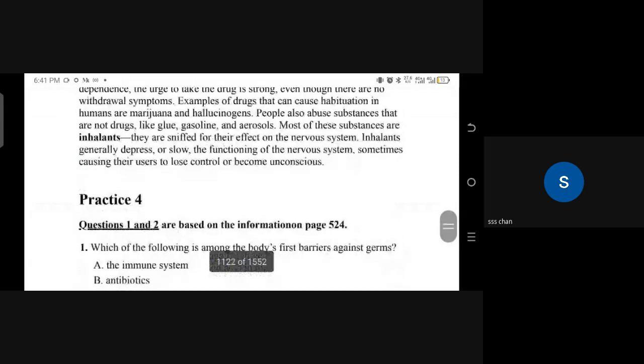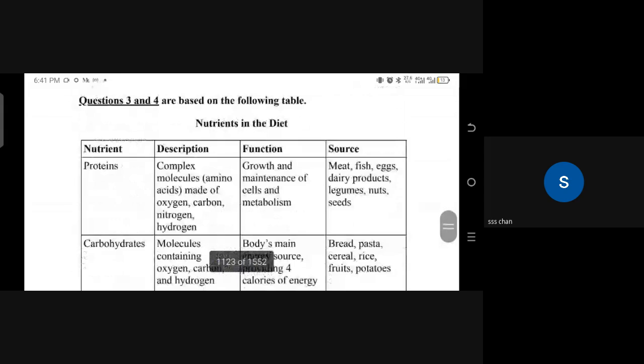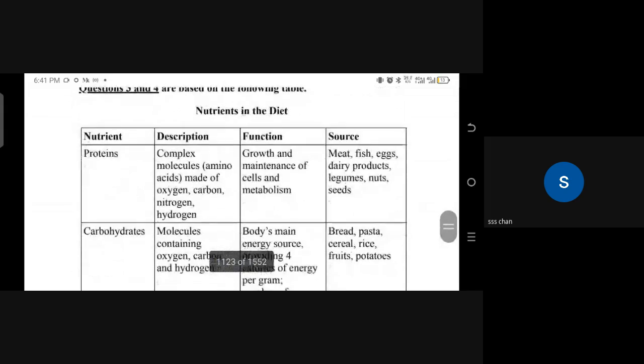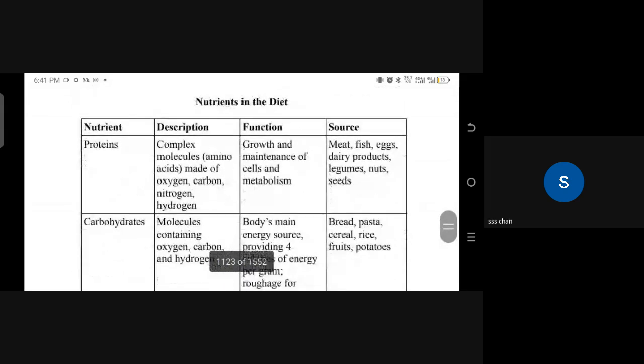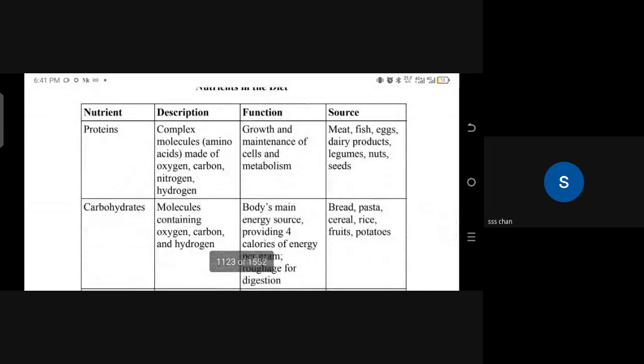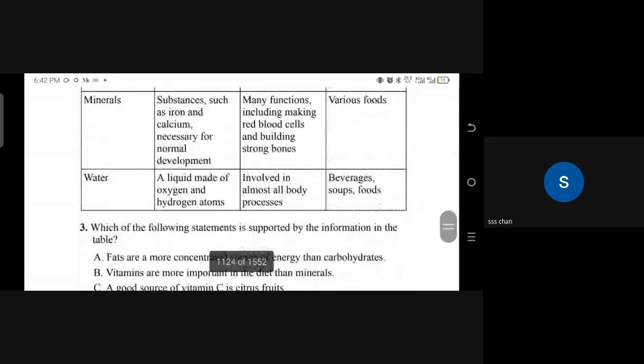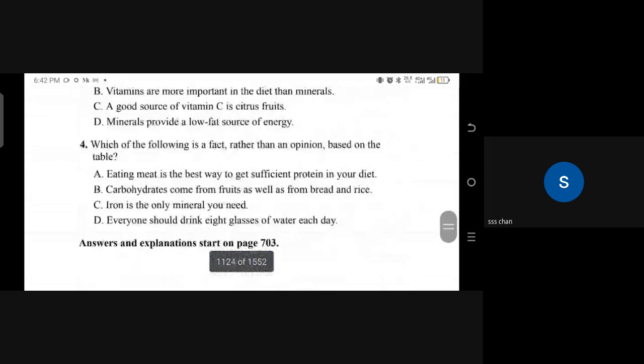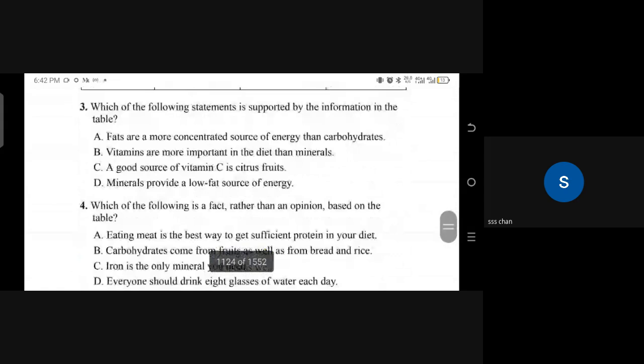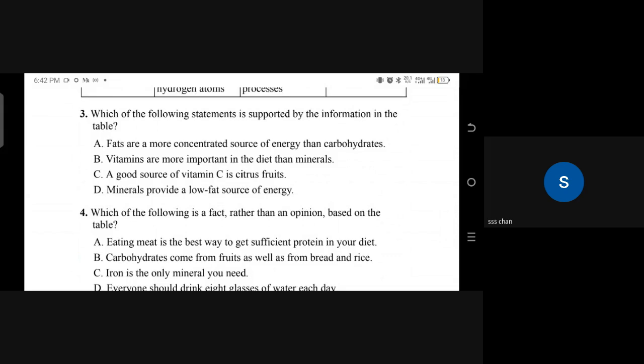So we are going back to this question. Now, questions 3 and 4 are based on the following table, your nutrient description, functions, and sources. We are to use this table to answer the questions below. Which of the following statements is supported by the information in the table? A, fat is more concentrated.